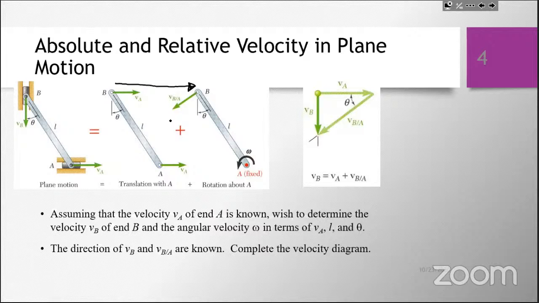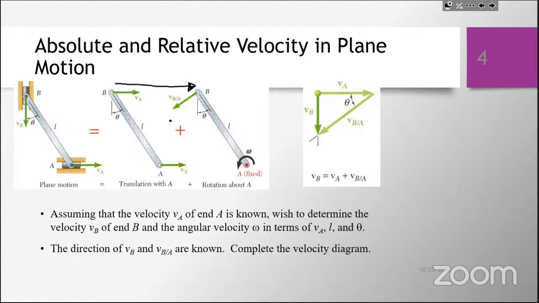We know that VB goes downward. So we know that the relative velocity of point B with respect to point A has to move in this manner. It has to move down and to the left. And that's what we draw here. And that moves perpendicular to the bar. So we can figure out some things here.